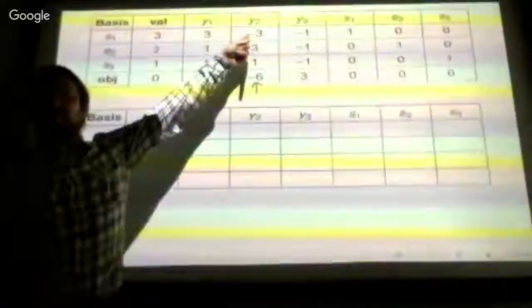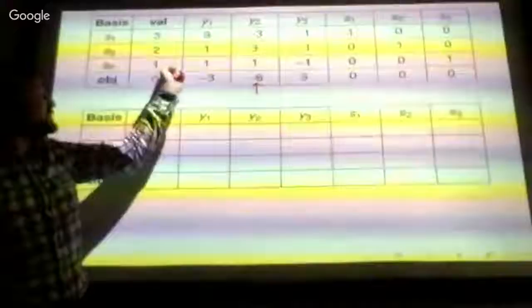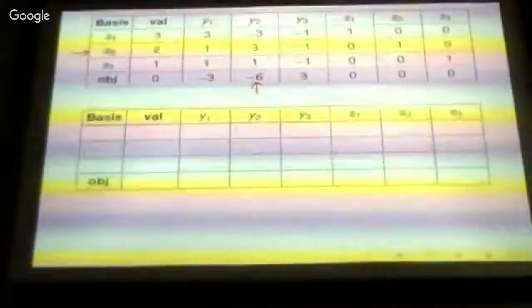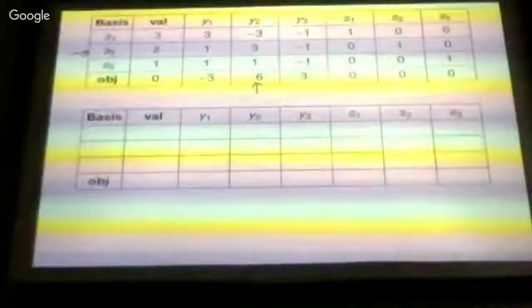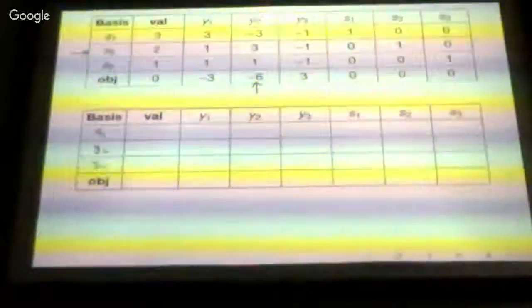Now, what do you do next? Ratios? Well, you don't want the -3, right? Because you only want the positive pivot element. So the ratios would be 2/3 and 1. Based on the ratios, you pick S2, which means that the new basis is going to be S1, what am I putting there? Y2, S3.